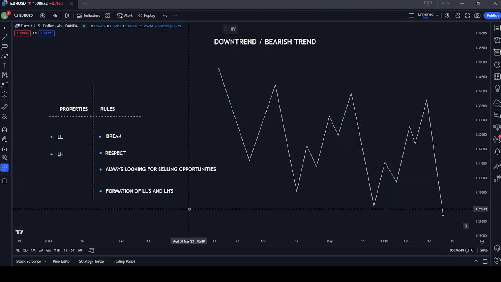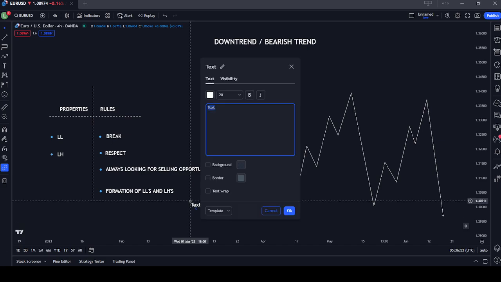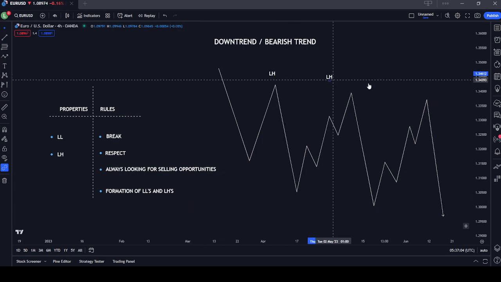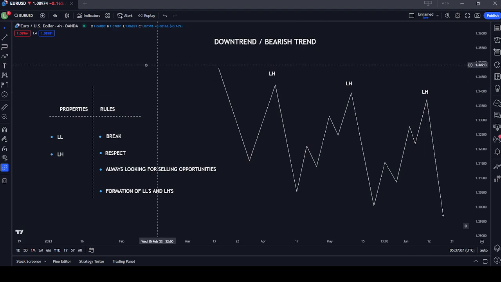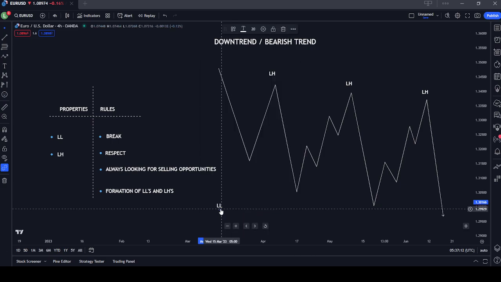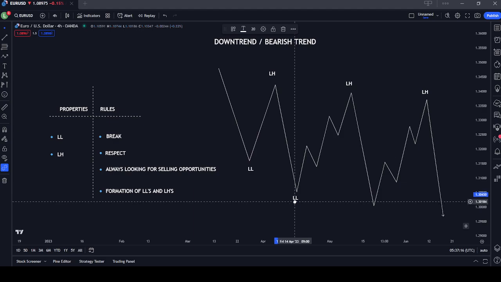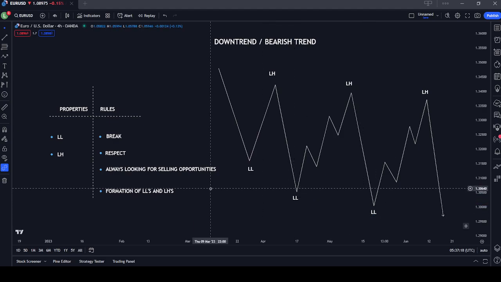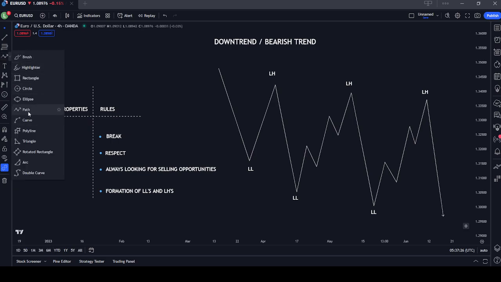Okay, so now I want us to identify our properties. On our properties, we have lower lows and lower highs. So let's start with our lower highs. At the top side we have our lower highs, and on the bottom side we have our lower lows. Simple as that. Okay, so when we come to rules again, it says we break lower lows. So let's identify where price breaks our lower lows.